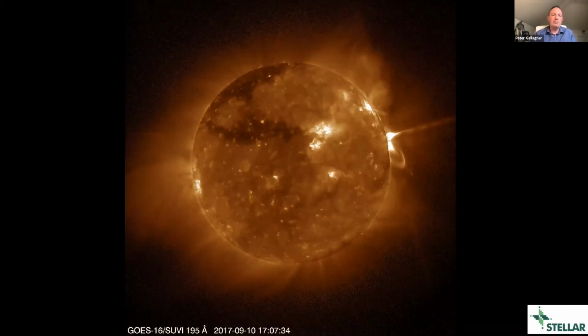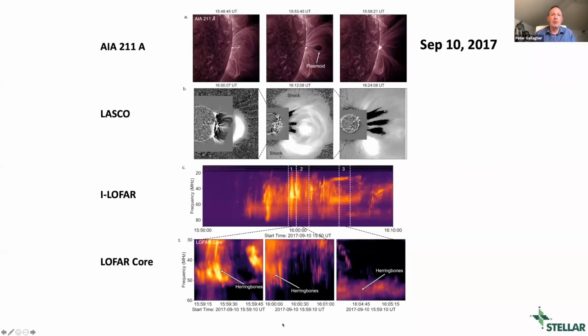You know, as that erupted, there was this beautiful little bubble formed, this plasmoid-shaped bubble that moved outwards. But as it did, it produced a very well-defined shock in the solar atmosphere.